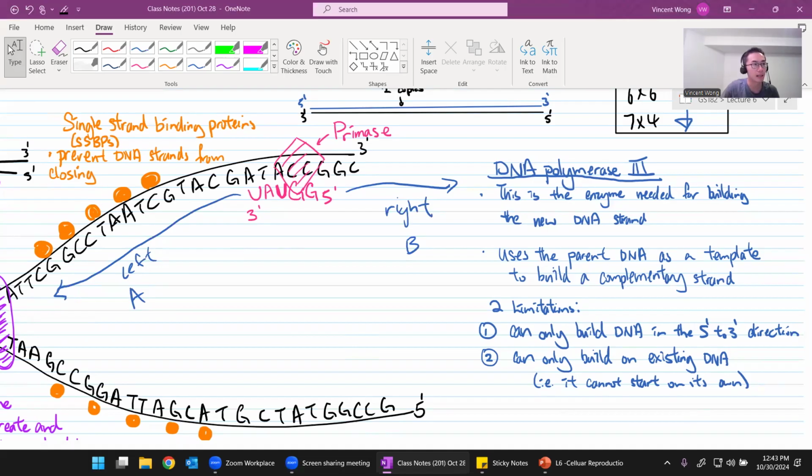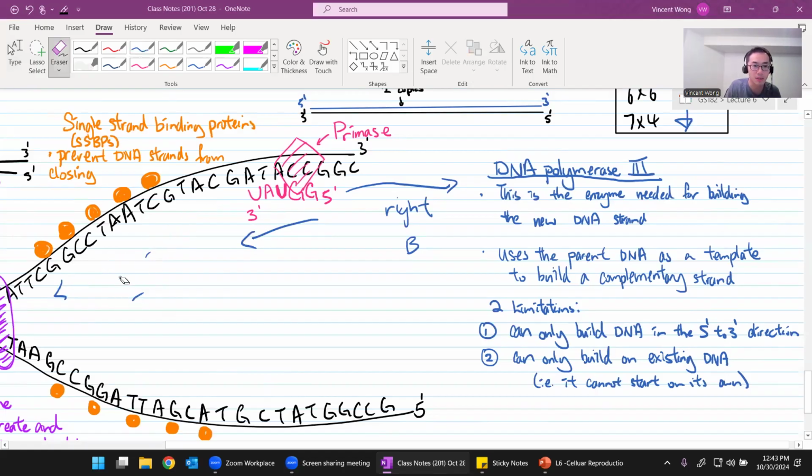Okay, thank you. So like I said, there's a lot of confusion here. It says only build DNA in the 5 prime to 3 prime direction. So when we say build DNA, we're talking about the new strand that you're building, right? You see, this is this direction. This is 5 to 3, 5 to 3, right?